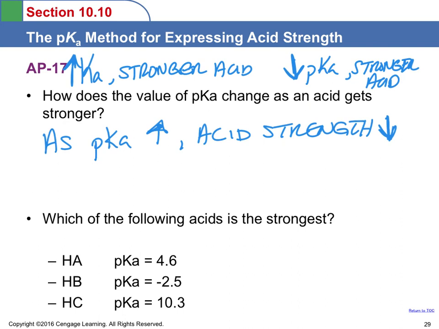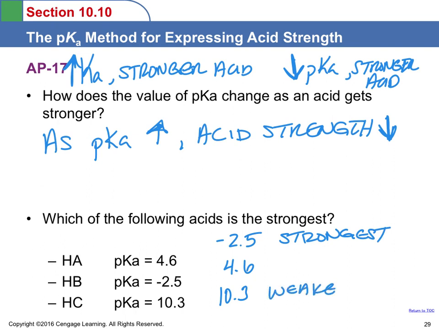So if that's the case, which of the following acids is going to be the strongest? So we've got negative 2.5 is smaller than 4.6 is smaller than 10.3. So the negative 2.5 is the smallest, so it's the strongest. 10.3 is the biggest, so it's the weakest. Now notice this again was a lot easier to do than thinking about those big or really small 1 times 10 to the negative 25 type numbers.